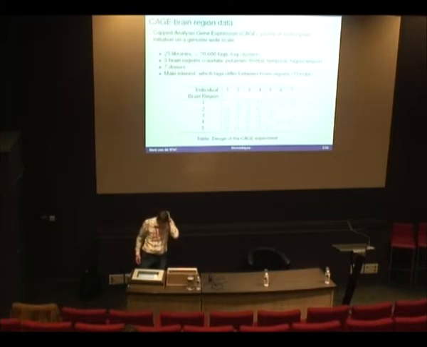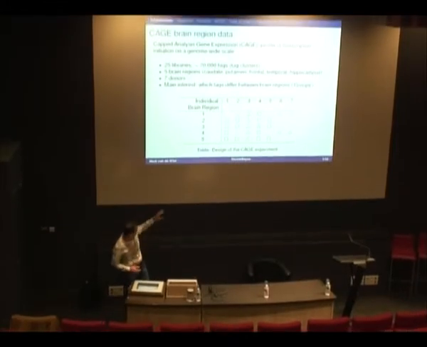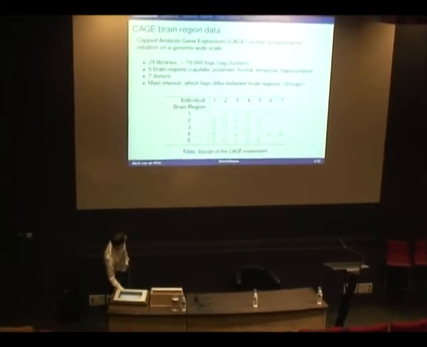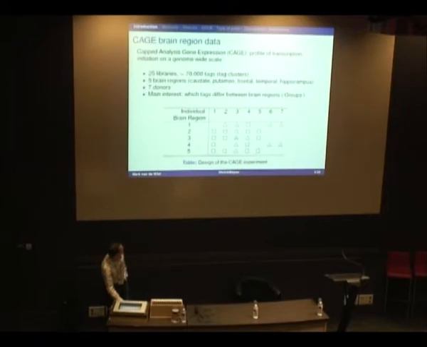And obviously the main interest is which tags differ between brain regions, and I'll be referring to that as groups. And you can see the design over here, it's very unbalanced. So here you see the individuals, the seven donors. Here you see the brain regions, and also in addition there's a batch effect, and that is represented by the triangles and the squares. So the design is very non-balanced, you have a lot of holes. So in total there are 25 symbols here, right? They represent the 25 measurements, so to say. And you see there are a lot of holes.